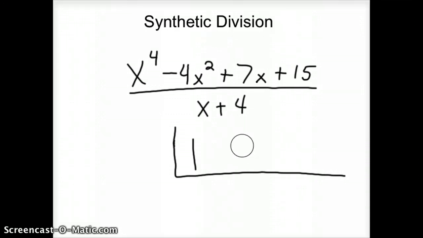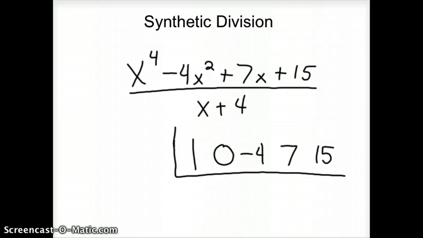Because you've got to have, if there's any exponents missing, you've got to put a 0 as a placeholder. So it would be 1, 0 for the x to the third that's missing, -4 for x squared, then 7 for x, and then 15 for the constant. So make sure you put in all of them.